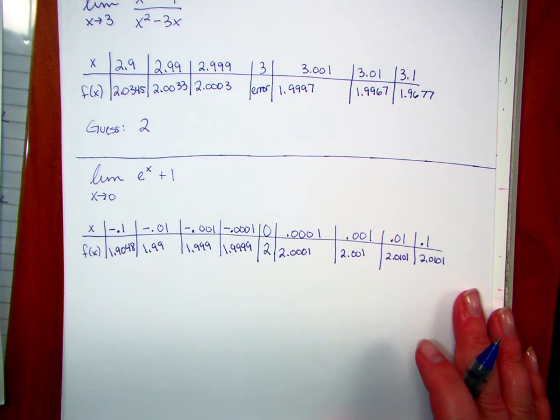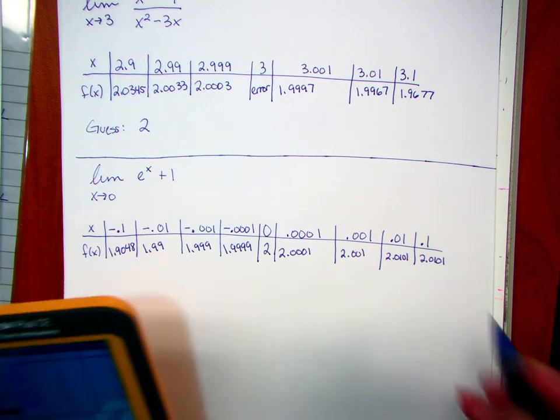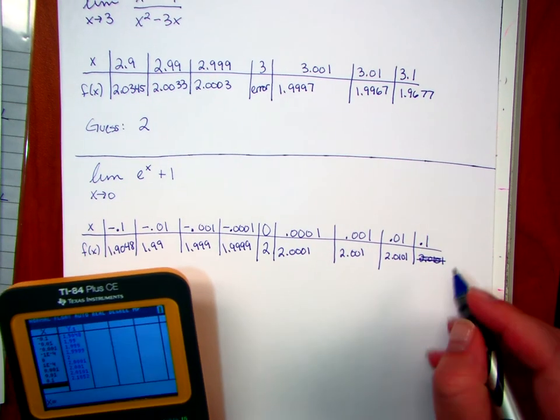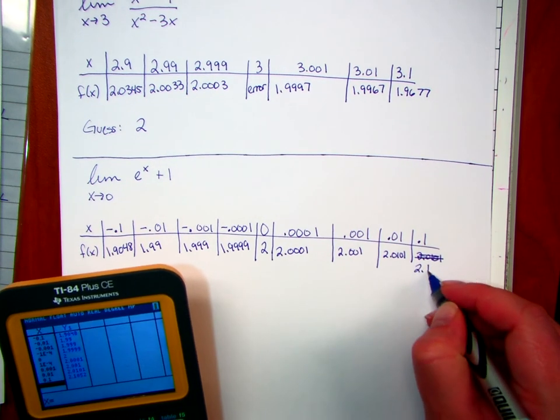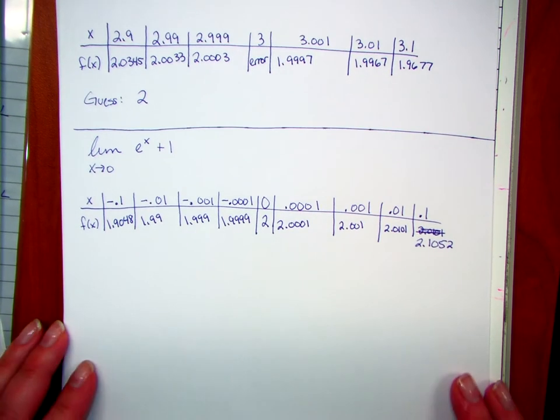All right, so I got the same value. Oh, I put 0.01 in there again instead of 0.1. So let me fix this one. 2.1052. Okay, so here we go, right?